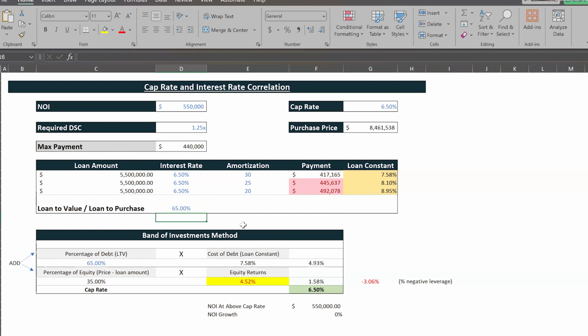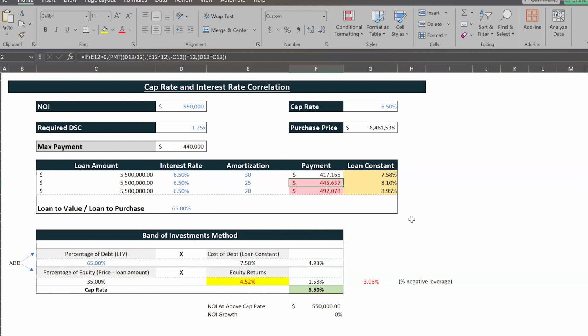So at a 65% loan amount and a 30-year AM, my payment is below the max payment, and so I can use this loan. That comes to that loan constant of 7.58 that we had in the presentation. Now, note that this same amount of leverage at a 65% loan amount and 25-year AM, my payment is actually over my max payment. So I actually can't even do this deal at a 25-year AM. This deal would require me getting a 30-year AM.